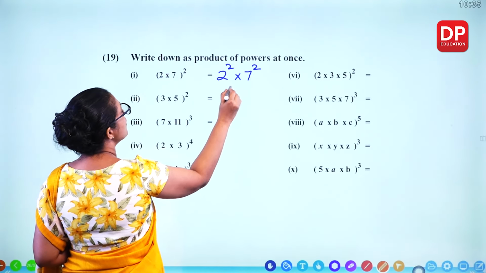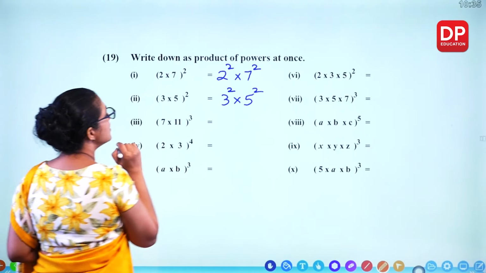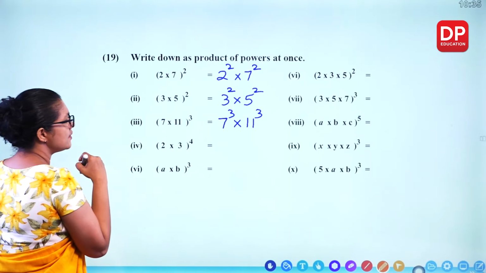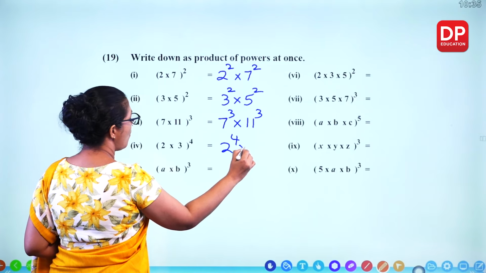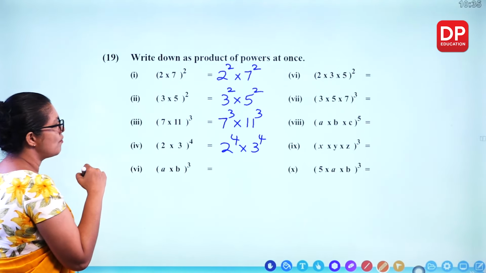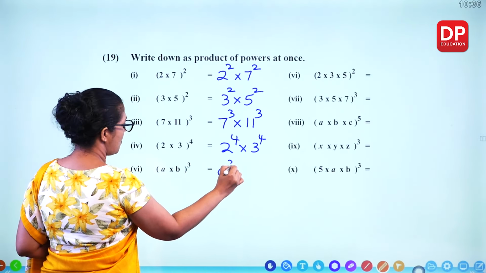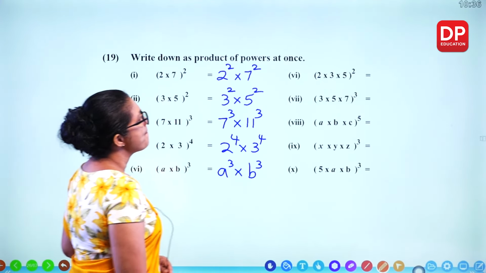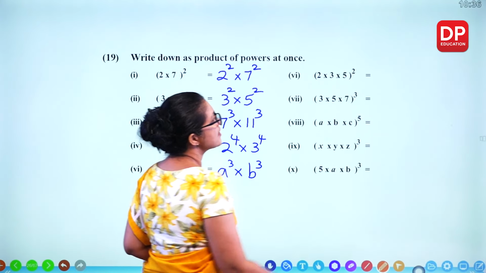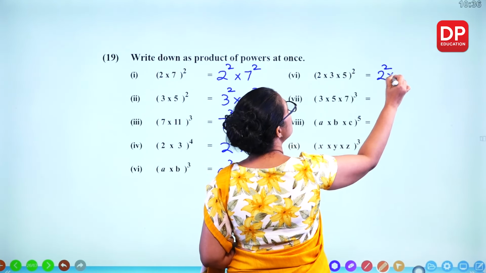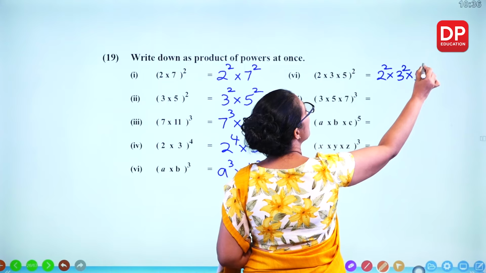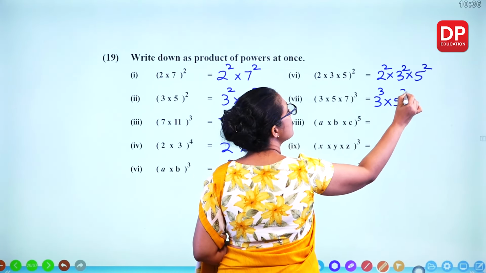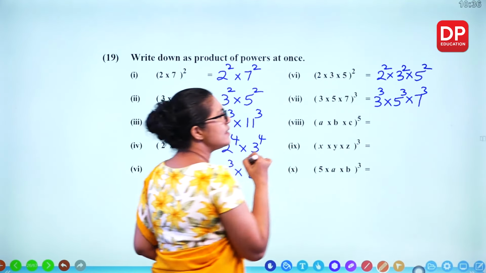This one 3 to the power 2 and 5 to the power 2. 7 to the power 3, 11 to the power 3. Here 2 to the power 4 and 3 to the power 4. This one a to the power 3 and b to the power 3. This one you get 3 numbers. So same thing, 2 to the power 2, 3 to the power 2 and 5 to the power 2. This one 3 to the power 3, 5 to the power 3 and 7 to the power 3.